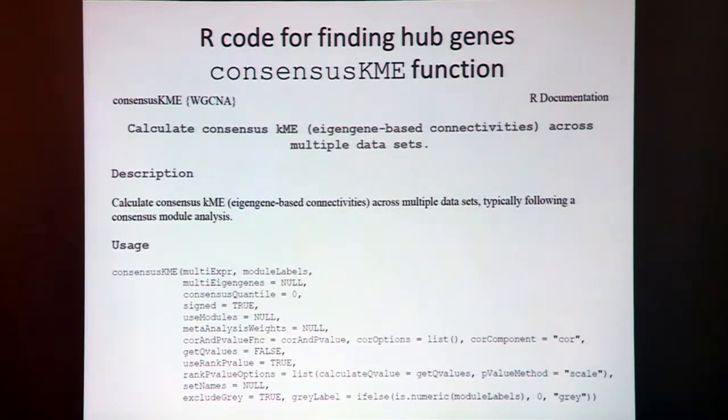And so Peter Langfelder wrote a function called consensus KME, which allows you to input the multi-expression data. This is a list of 10 data sets, and the module labels. You would just say for each CpG, are you part of the green consensus module or blue, and so on. And then this function outputs various measures of consensus KME, meaning, in essence, weighted averages of KME.